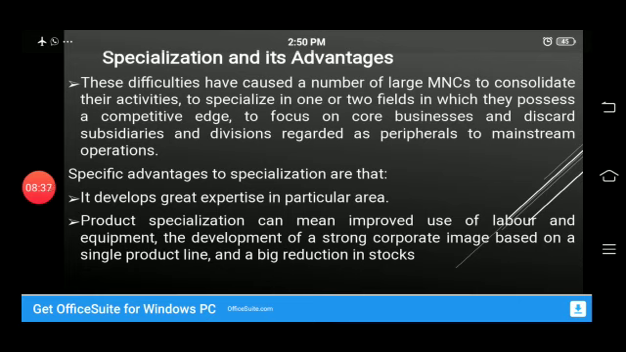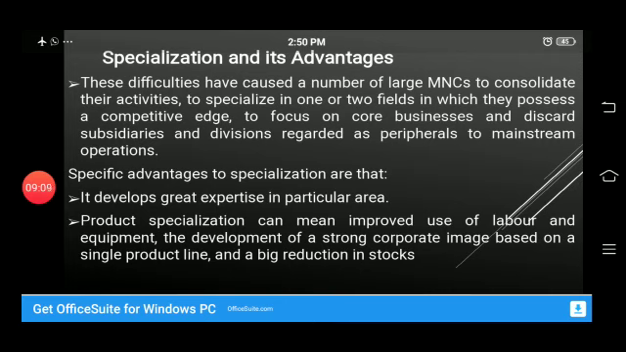Specialization and its advantages. These difficulties of diversification have caused a number of large MNCs to consolidate their activities, to specialize in one or two fields in which they possess a competitive edge, to focus on core businesses and discard subsidiaries and divisions regarded as peripheral to mainstream operations.